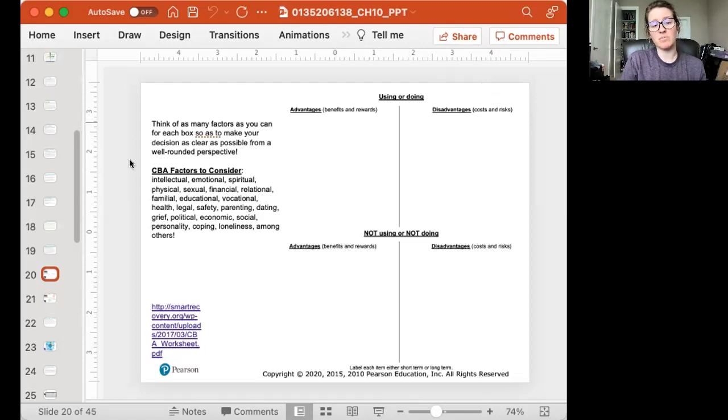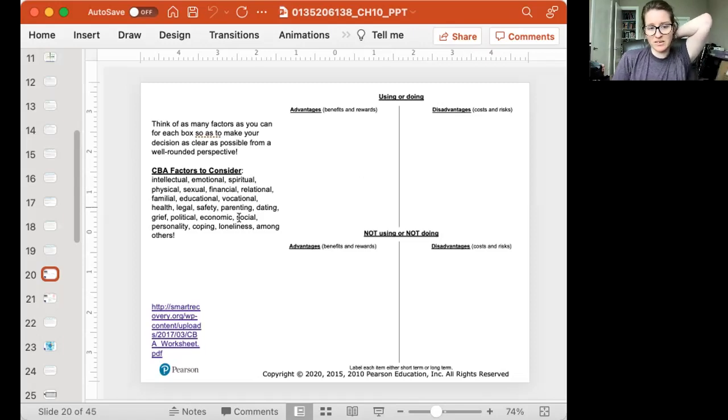And I like to empower my clients to think of as many factors as they can for each box to make their decision as clear as possible from a well-rounded perspective. If I only put 2 or 3 things in each box, how am I seeing how different each decision is? I'm really not. But if I try to think of as many as I can, and one box has 5 and another one has 30, that might make it a lot more clear to me, like, whoa, I didn't realize there was so much negative associated with that or positive associated with that. And so few negatives, so few positives. And so it might motivate them to make a change, right?